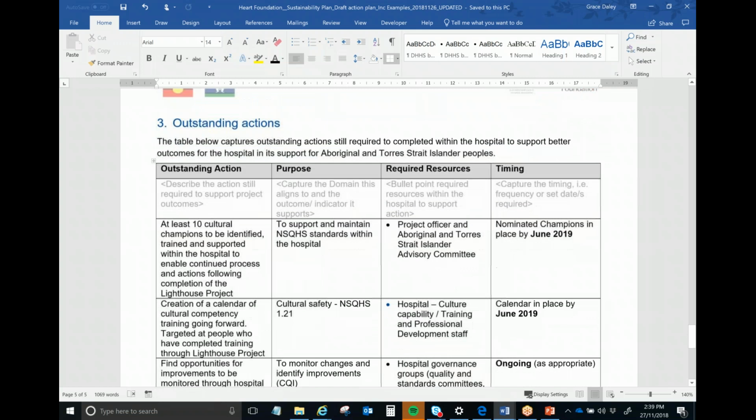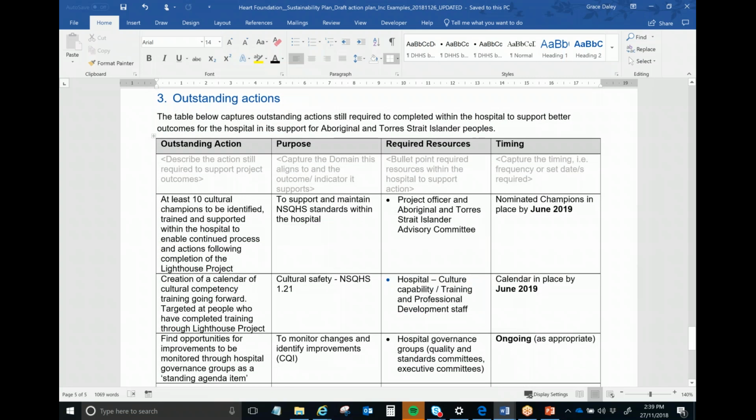So this third section is around outstanding actions. The table below has the same structure, but it's to capture what will be done. The examples that we provided, I'll just quickly walk through. The first one was around cultural champions to be identified, trained and supported within the hospital to enable continued process and actions following the completion of the Lighthouse project. In thinking about this type of action, whether this is relevant or not, it's an example of how the work that has been done can be supported way beyond the boundaries of yourselves as project officers and those peers that you've been directly working with.